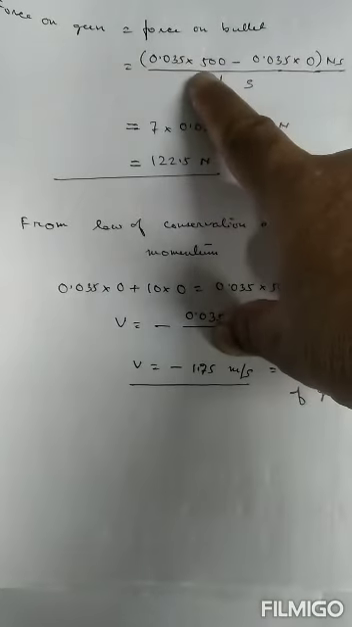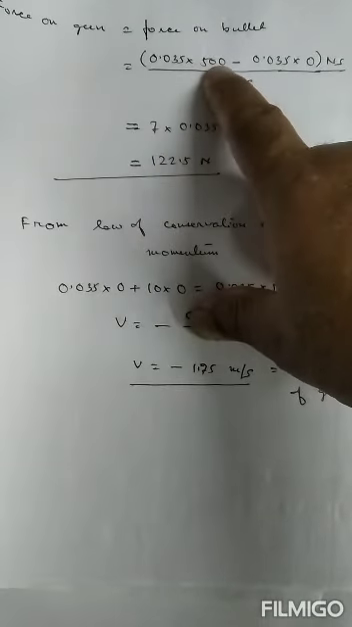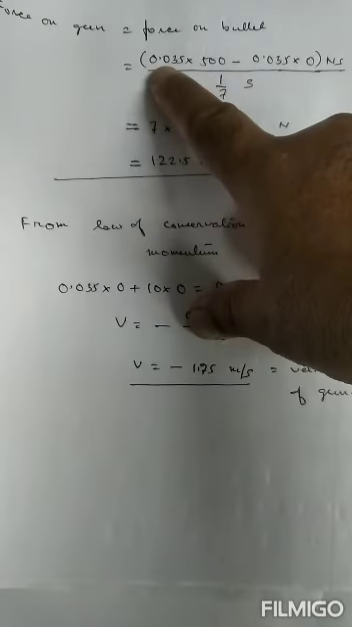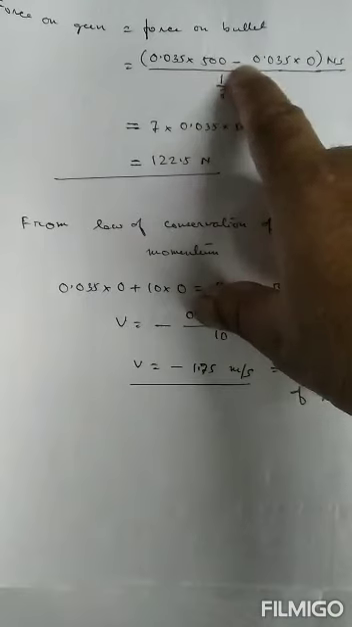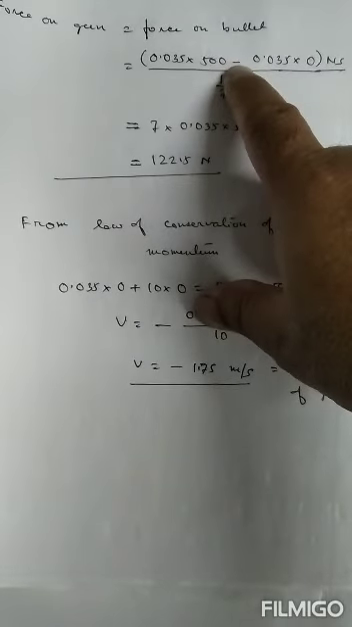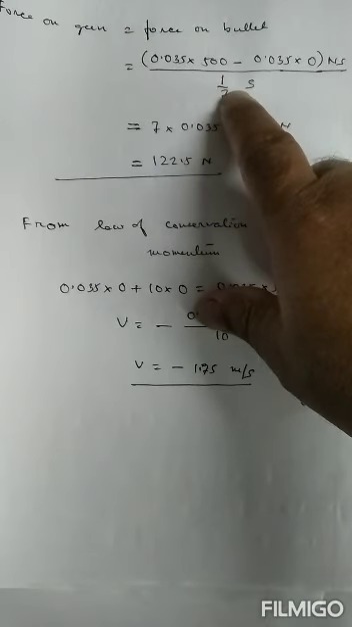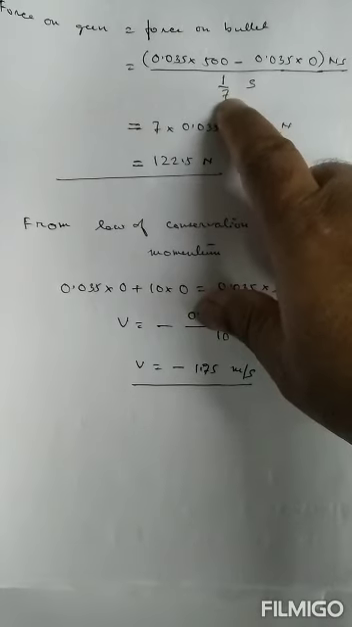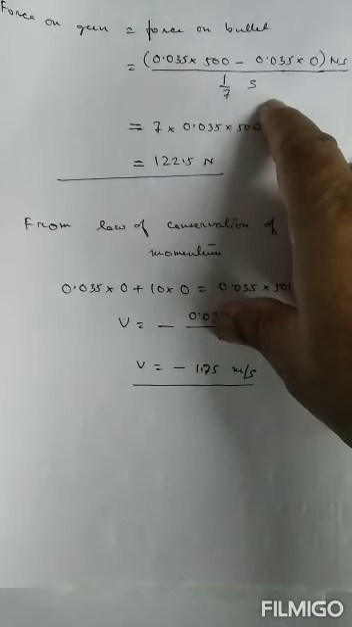What is the final momentum of the bullet? Mass of the bullet into final velocity. What is the mass of the bullet? 0.035 into 500. So the numerator of this equation gives us the change of linear momentum of the bullet. This is the time required to fire 1 bullet. So this equation as a whole gives us the rate of change of linear momentum of the bullets.